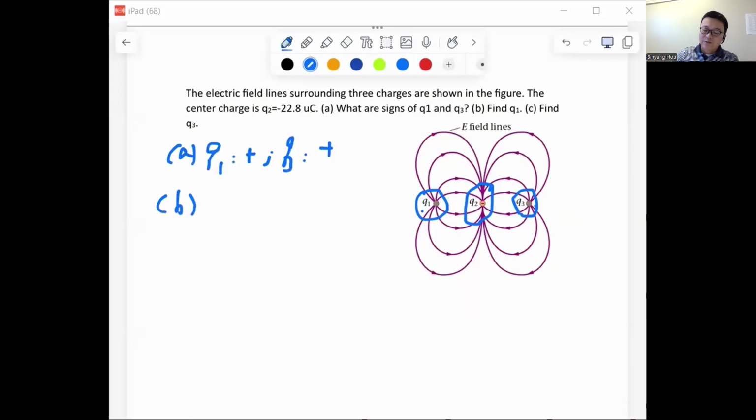Now B, find Q1. We'll count how many electric field lines are surrounding Q1. In this case, 1, 2, 3, 4, and then on the other side also 4.